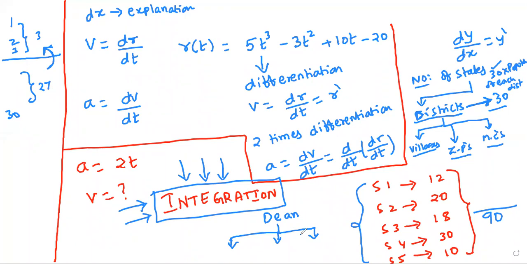Suppose I want to count the total population of India, then I need it. So integration is a process of finding the resultant value from the individual values, whereas differentiation is a process of finding change in y with respect to change in x. Okay? Differentiation is a process of finding change in y with respect to change in x.